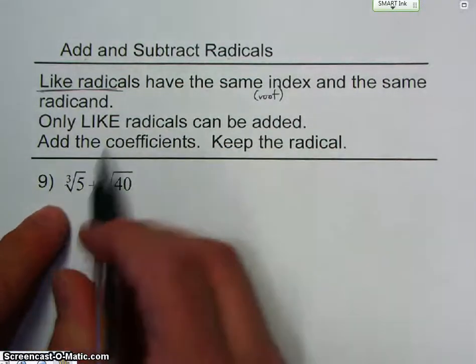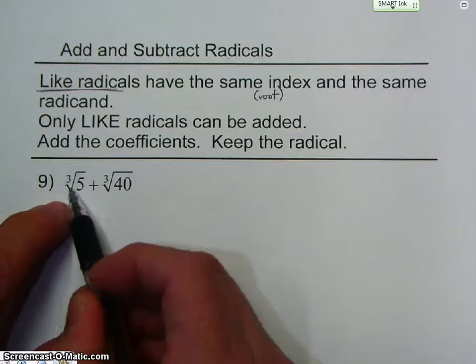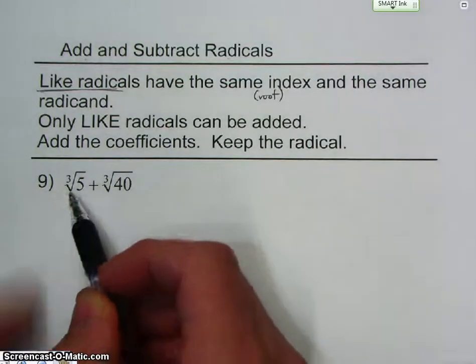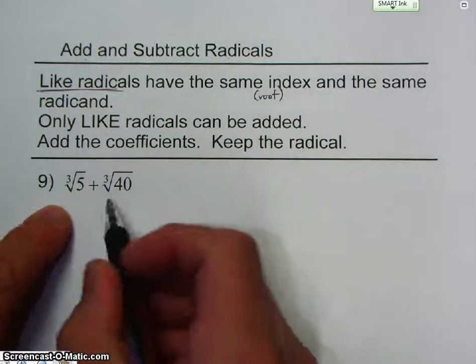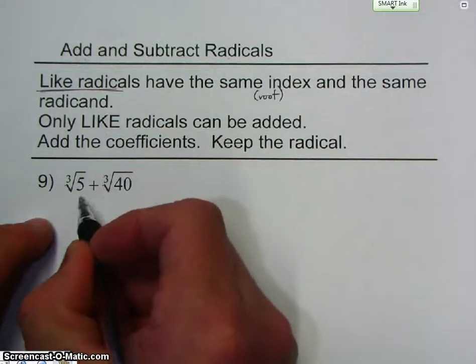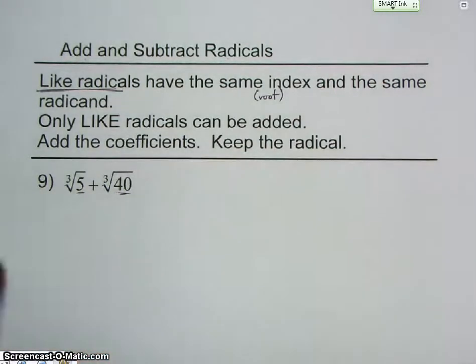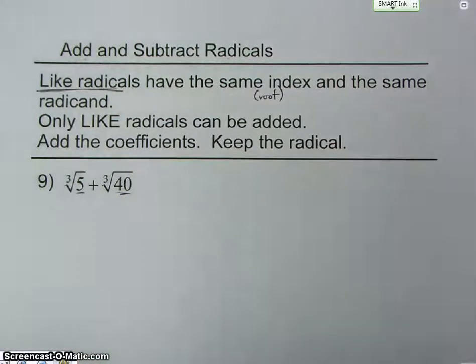All right, notice here these are not the same radicals. They have the same index, but they do not have the same radicand, so they're different. So you cannot add those yet. All right, but can we simplify them?